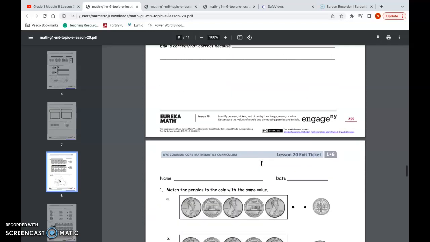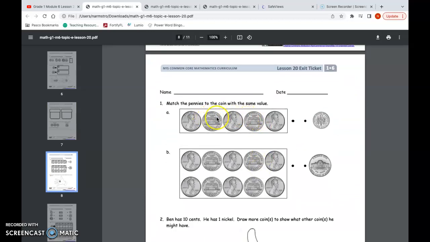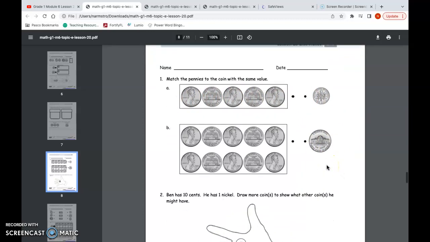That's your problem set. Then your exit ticket. You're going to match the pennies to the coin of the same value. So look at A, figure out how many pennies we have here, and then you're going to match it to either this coin, if this equals this coin, or you're going to match these coins to this coin if that is the equal amount, okay? So you're connecting this side to this side.